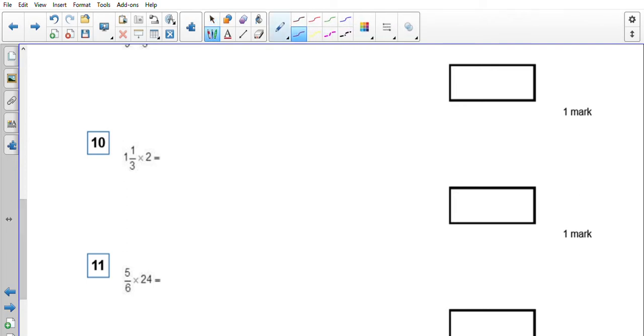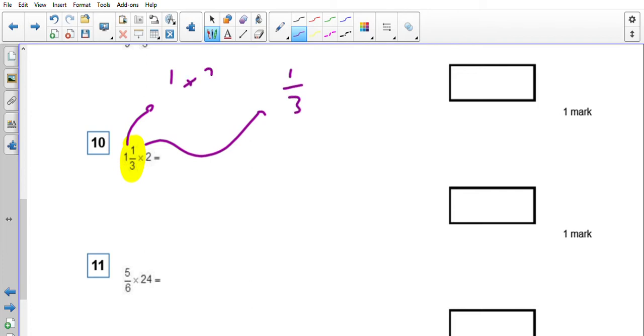If you inspect it, you'll see that with our 1/3 here, if I have 2 lots of 1/3, that's just going to give me 2/3, which is not going to be greater than 1. So what I can do is separate those out. I can have my 1 and I can have my 1/3, and I can deal with those separately.